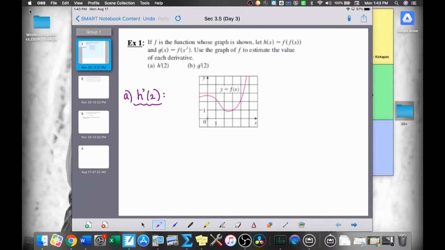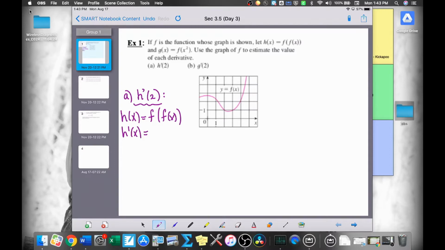All right, so how are we going to do this? Well, let's begin with what h of x was given as. H of x is given to be the composition f of f of x. So if we want to find h prime of 2, then we first need to find an expression for the derivative of h.